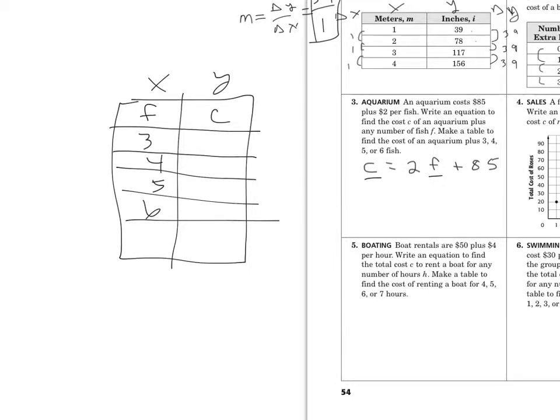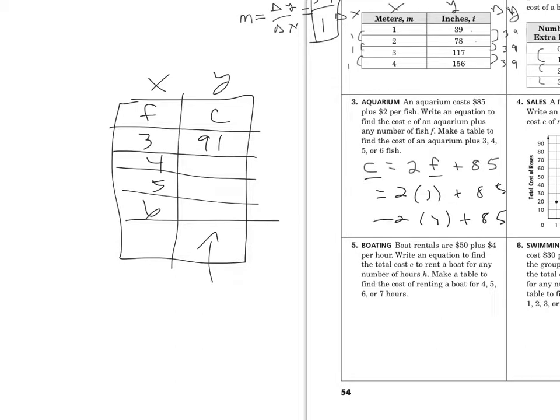The next thing we want to do is plug in 3, 4, 5, and 6 into our equation. So what we're going to do is 2 times 3 plus 85. We're going to do 2 times 4 plus 85. And then we're going to write those answers into our cost. So 2 times 3 is $6 plus $85 is $91.